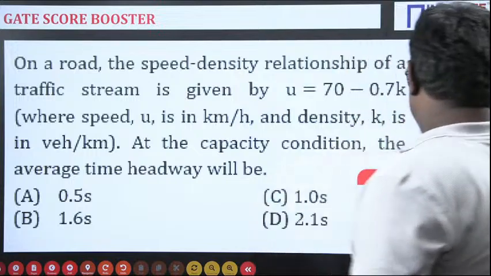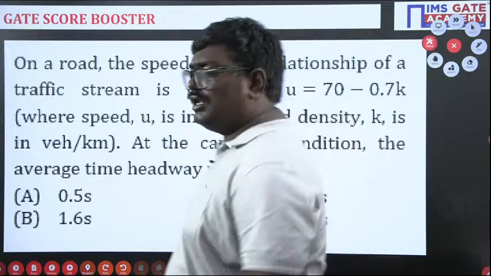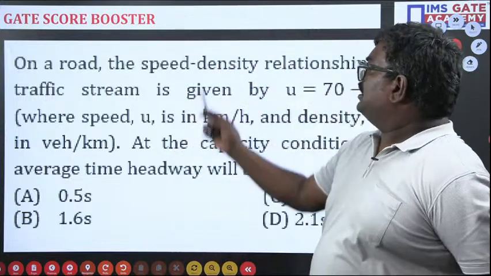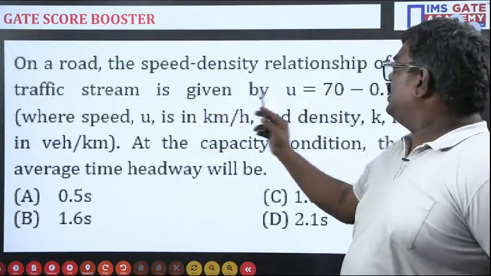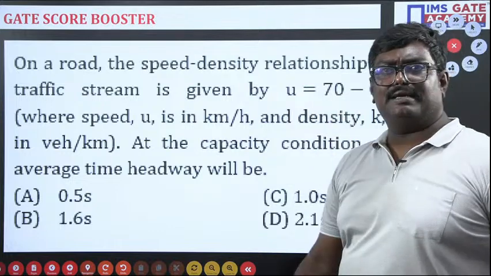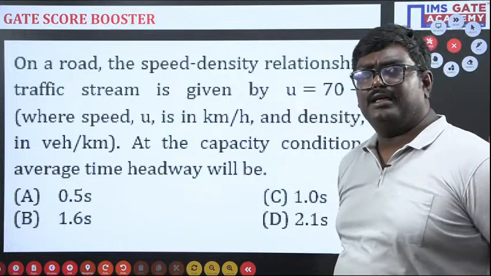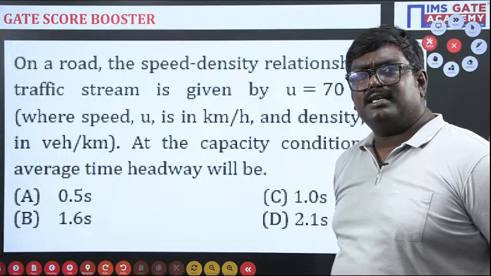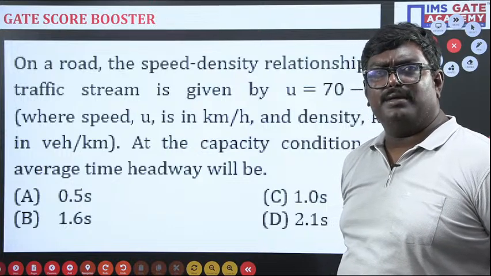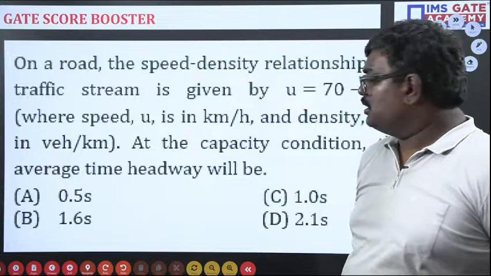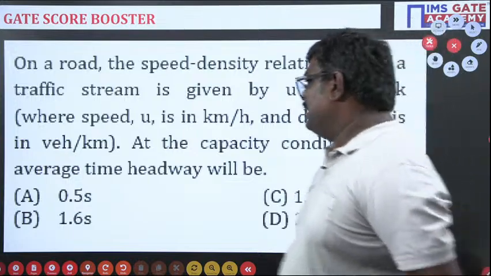Now see students, they have given one beautiful question here. On a road, the speed density relationship is given by the formula U = 70 minus 0.7k. At the capacity condition, the average time headway will be? What have they asked you, students? What will be the average time headway?